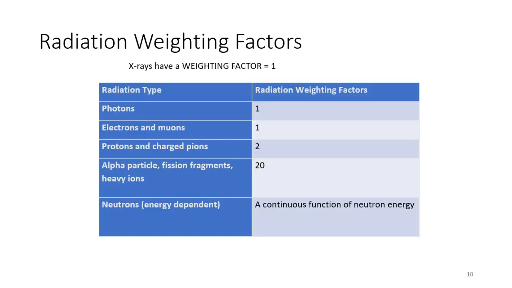So when we look at the weighting factors, X-rays have a weighting factor of 1. So it's 1-to-1. If we look at protons and charged pions, we look at 2. If we look at alpha particles, which are really, really damaging, they have a weighting factor of 20. So just to give you an idea, it's important that you know that X-rays have a weighting factor of 1. Okay?